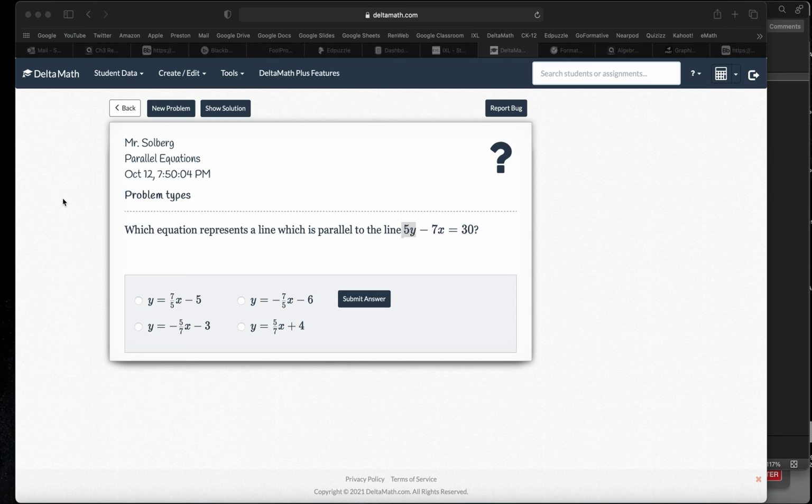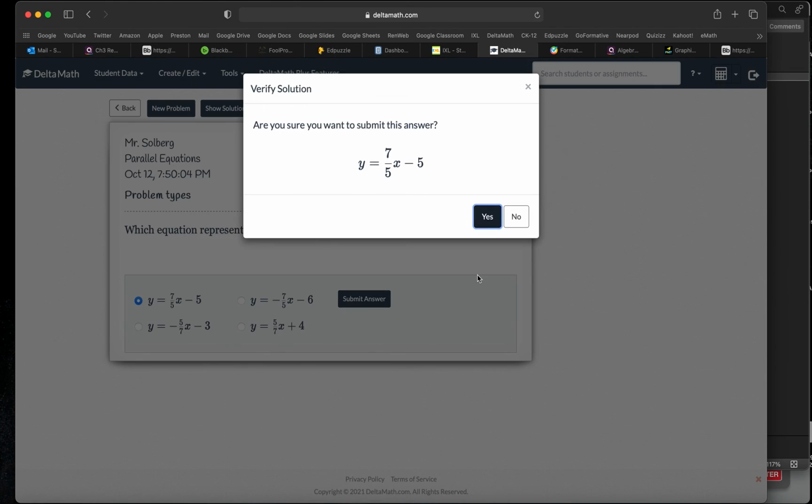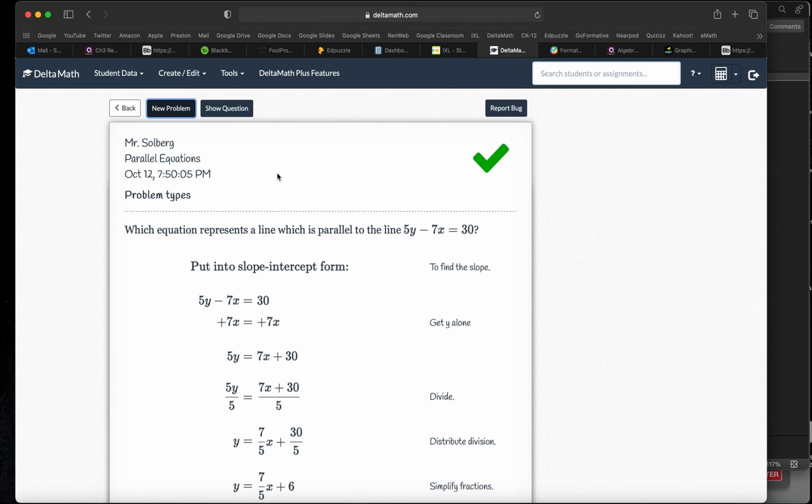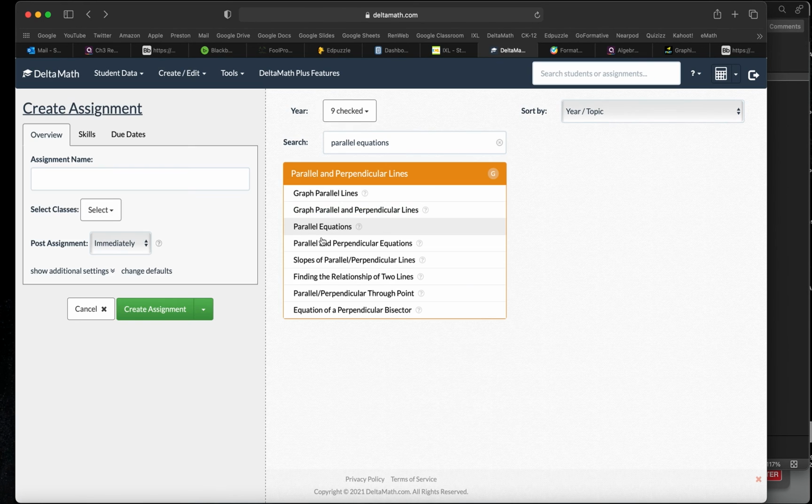So I want to choose the answer choice with a slope of 7/5. So these are negative, so it can't be those. Not 5/7, but 7/5. So that'll be this answer choice. Okay. Or you might see some other questions. If I can find one here.